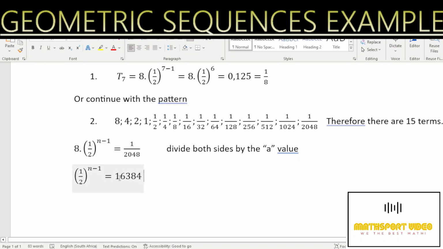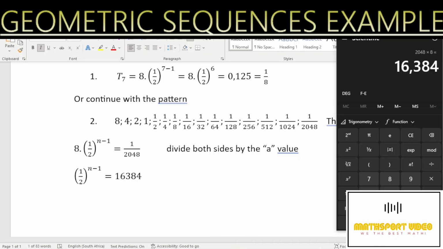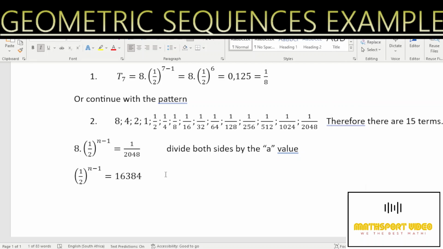Right. Now, the next thing we can do is figure out what power of 2 gives 16,384. So let's have a look. 2 times 2 equals 4. Then 8, that's 2 to the power of 3. 2 to the power of 4, 2 to the power of 5, 2 to the power of 6, 2 to the power of 7, 2 to the power of 8, 2 to the 9, 2 to the 10, 2 to the 11, 2 to the 12, 2 to the 13. 2 to the power of 14 gives this.